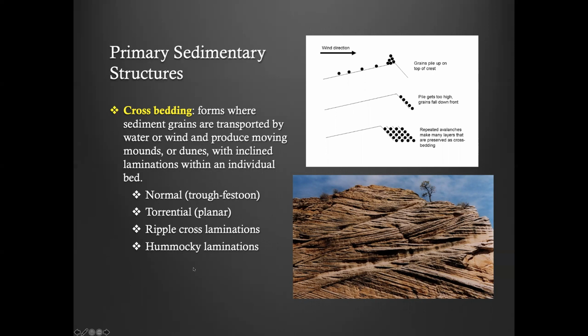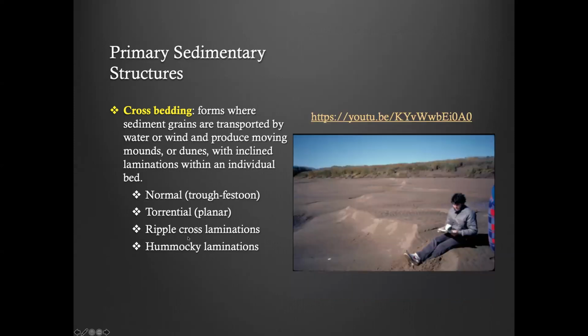There's a variety of types of cross beds. Again, I'm going to show you these, but you'll get more of this information when you take a SED course. But you have normal or trough festoon bedding. You have torrential or planar cross bedding, ripple cross laminations, and hummocky cross laminations. We're going to take a look at each one of these as we go through the slides. First thing I'm going to show you here, of course, this is a large dune created by motion of sediment and moving the dune.